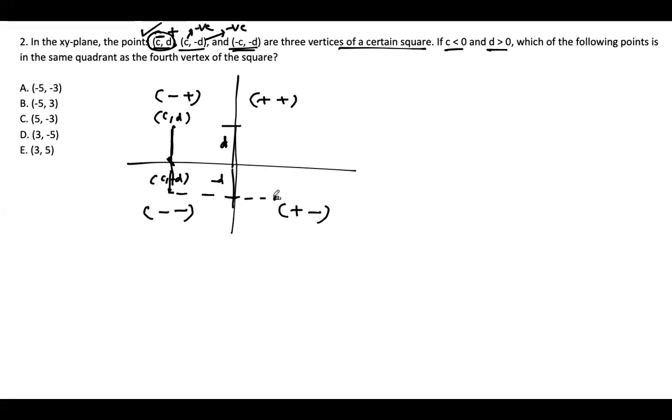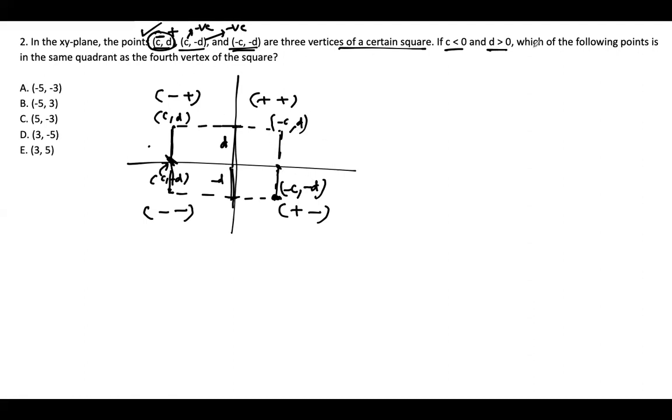So what will be this point? If x is equal to C, and if this is a square, that means a square is a symmetrical figure. So what will be this point? X is equal to minus C. So this will be minus C. And if this was minus D, this is also minus D. And this will be plus D. And the coordinate is minus C comma D.